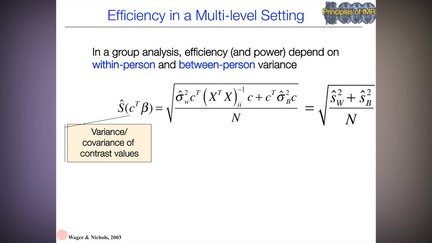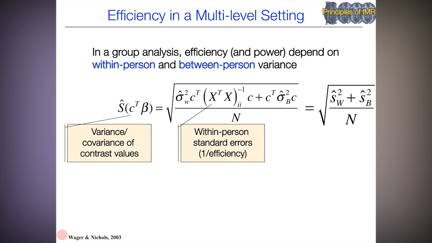So now let's look again at one more level of depth, and then we'll look at efficiency in a multi-level setting. So in a group analysis, efficiency and power don't just depend on the observations within a person, they also depend on the variation between people and the observations between people, the sample size. So it depends on both within and between person variance. So what we're looking at is an expression for the variance of a contrast of interest. And this breaks down into the following. This first term here, sigma squared within, that's within person, times C transpose X transpose X inverse C is the within person standard error. That's 1 over efficiency within that person.